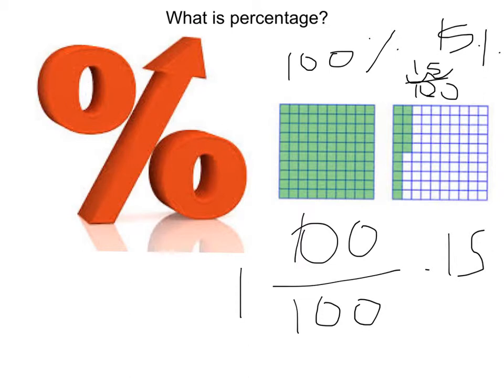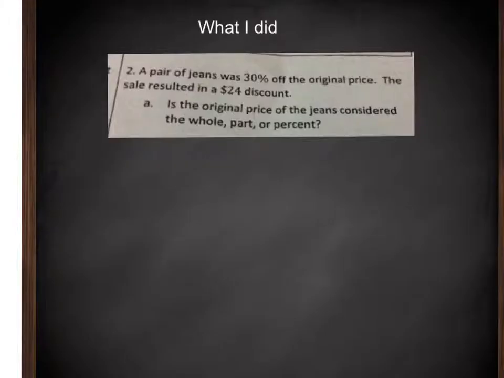All of these are equivalent. 100 over 100 is equal to 1. 0.15 equals 15%. All of these are equivalent. You can check for yourself. Let's look at this question.